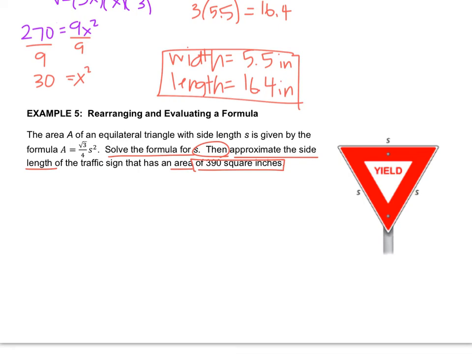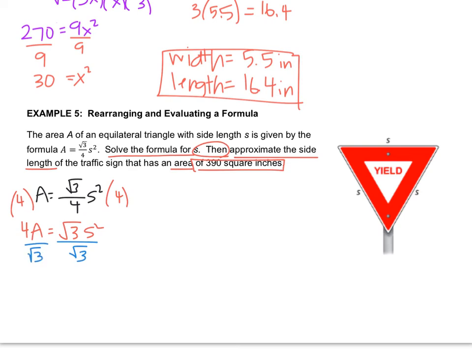Okay, but first thing, let's just get the s by itself. So I'm going to write the formula. A equals the square root of 3 over 4 times s squared. So I'm going to do inverses. The first thing I'm going to do is multiply both sides by 4. So I have 4A equals radical 3 times s squared. Then you divide both sides by radical 3. So we have s squared equals 4A over radical 3.